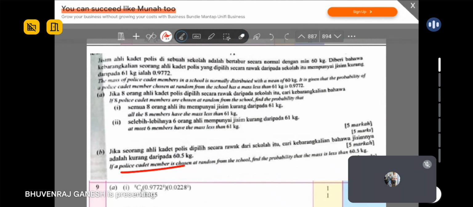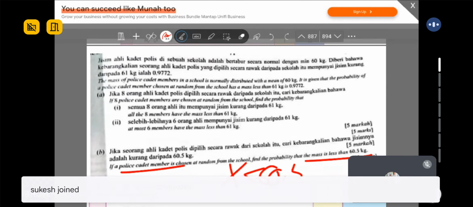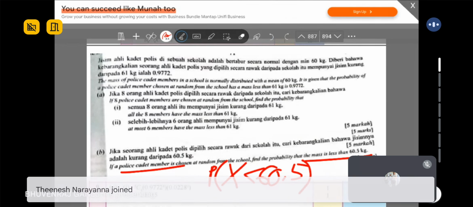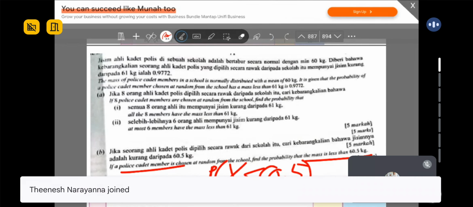Okay, so next one. This one is normal. This one is not difficult either. They say mass less than 60.5 kg. Your value is something like this. You have to find this. Before that, you must find your standard deviation, because they only give you the mean. Can you see that? So you must find your standard deviation.